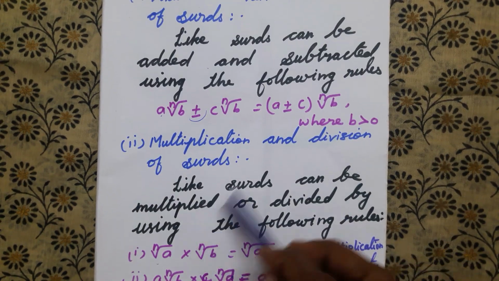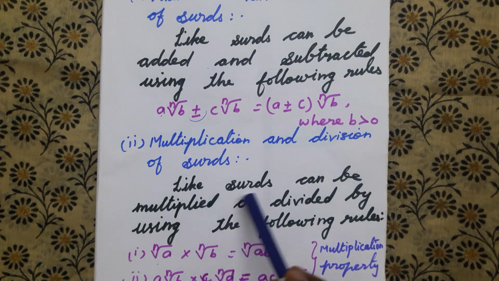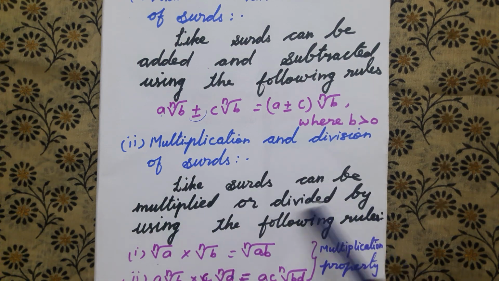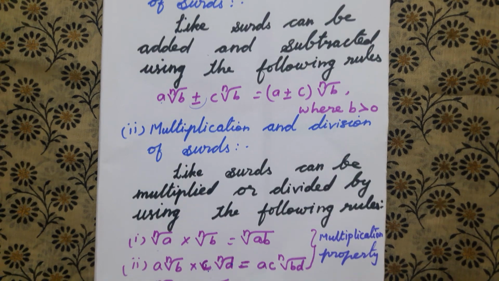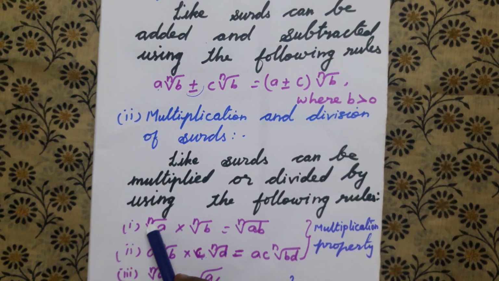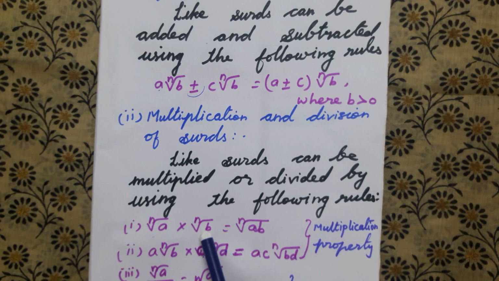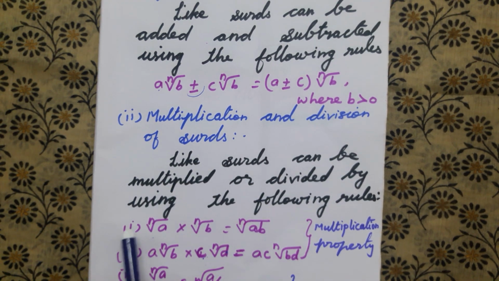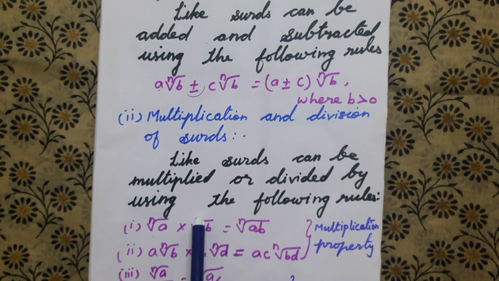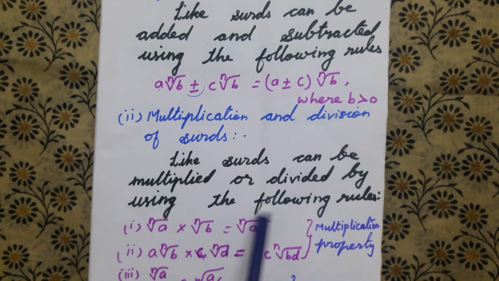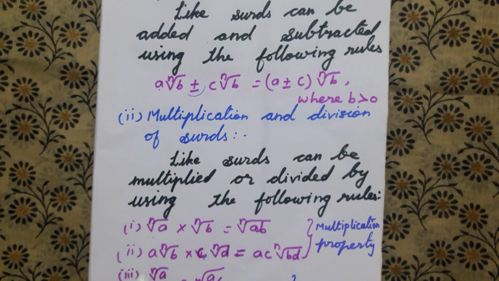Multiplication and division of surds. Like surds can be multiplied or divided using the following rules. Nth root of a into nth root of b is equal to nth root of ab. For multiplication, only the order should be equal. Here, whether the radicands are equal or not equal, we can multiply.